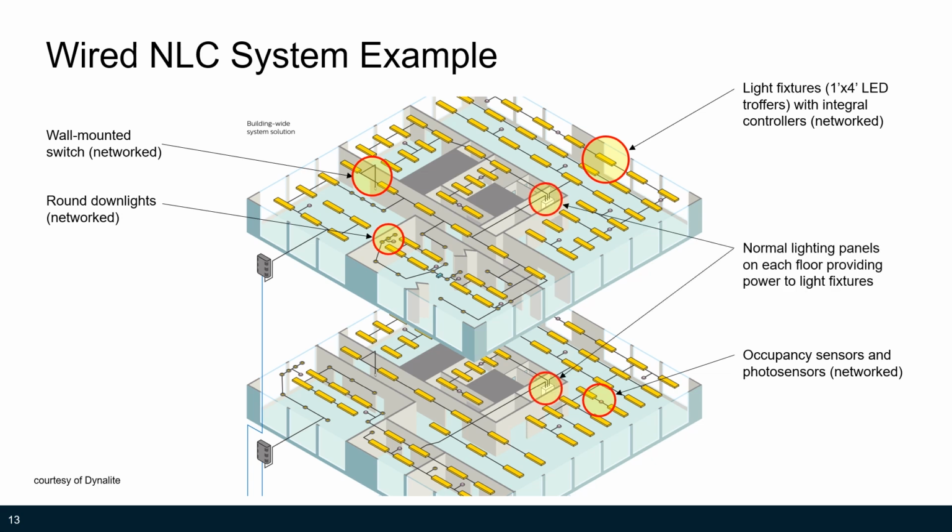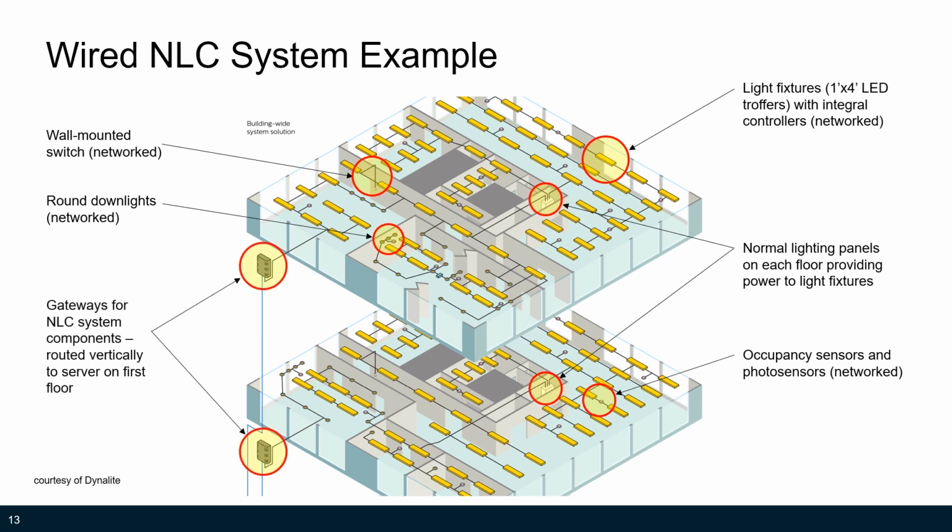Remember that we still need to have normal lighting panels, distribution panels for power to go to the fixtures, right? But those are different than the gateways for the actual network lighting control system. So the black lines in these drawings, in some cases, represent power and network, and in some cases, they only represent network. We don't know from looking at the drawing, but you know that the fixtures need both power as well as the signal from the network.